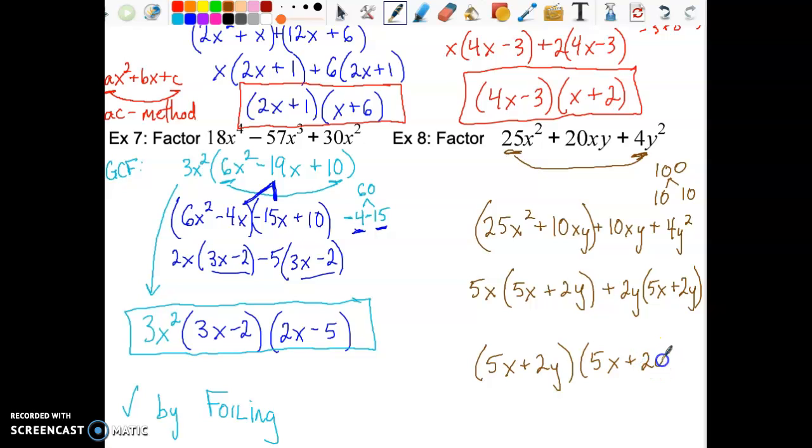Now if you check with the back of the book, they're going to write this as 5x plus 2y squared, which is correct, because if you're squaring something, it means multiply by itself. I don't want to rush through a second video or rush through one video, so I'm going to stop right there. I think we're almost done though, but I'm going to save it for the next video.